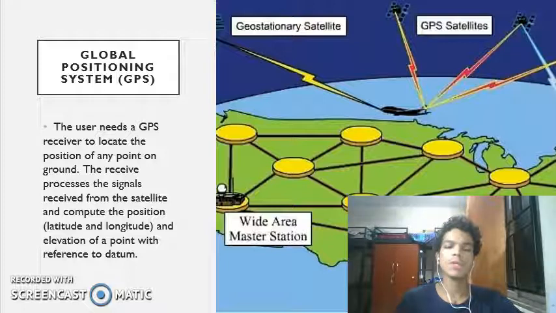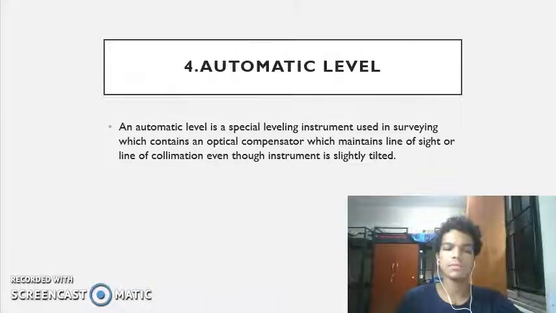For this purpose, the US Air Force has stationed 24 satellites at an altitude of 20,200 km above the Earth's surface. The satellites have been positioned in such a way that at least 4 satellites will be visible from any point on Earth. The user needs a GPS receiver to locate the position of any point on the ground. The receiver processes the signals received from the satellites and computes the longitude, latitude and elevation of the point with respect to datum or sea level.